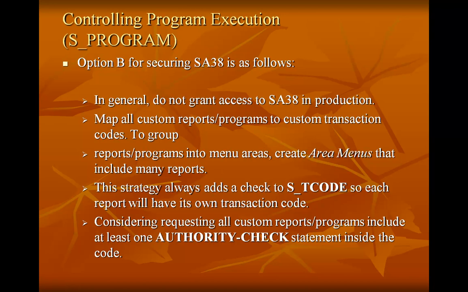Now, for an area menu, again, you can create a transaction code for it. So when you execute that transaction code for the area menu, now what is the area menu? An area menu is a reporting tree. You can club a bunch of reports into an area menu and create a custom transaction code for that area menu. So when you execute that transaction code, the users will see all those reports. So you can create a custom transaction code, or you create an area menu. An area menu is a collection of programs.